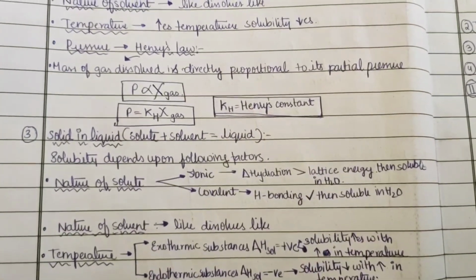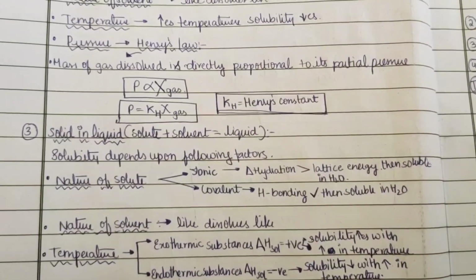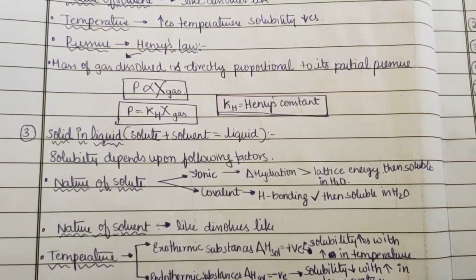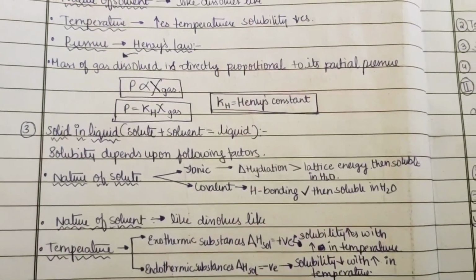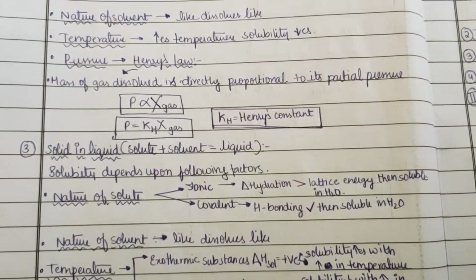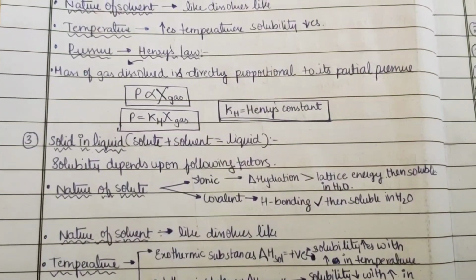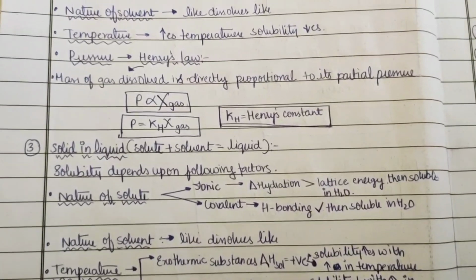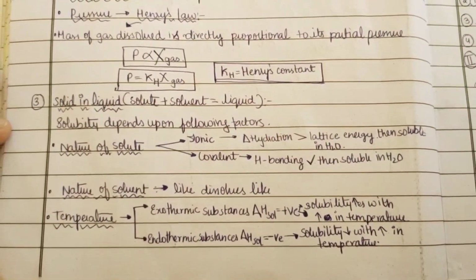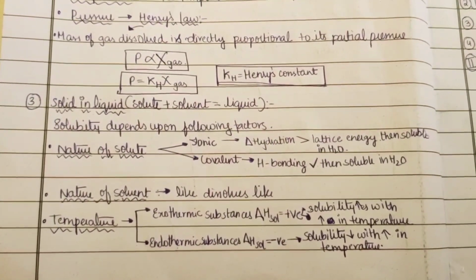First is nature of solute, that means it may be ionic or covalent. Ionic: if delta hydration is greater than lattice energy, then it is soluble in water. Where covalent bonding, H bonding is present, then if hydrogen bonding is present, they are soluble in water. Then nature of solvent: like dissolves like.